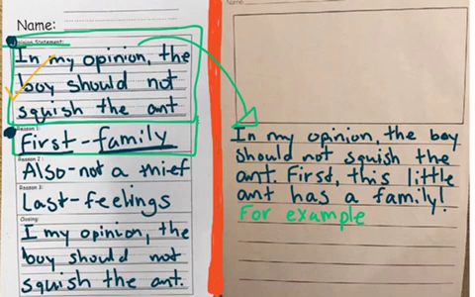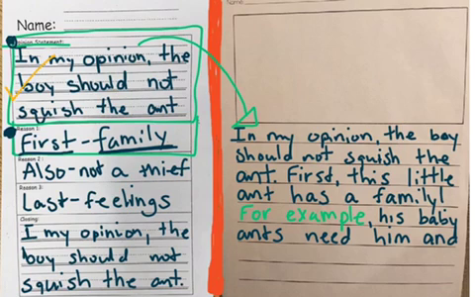For example, his baby ants need him, and they'll probably miss him if he's gone. Ooh, this I. And will miss him.